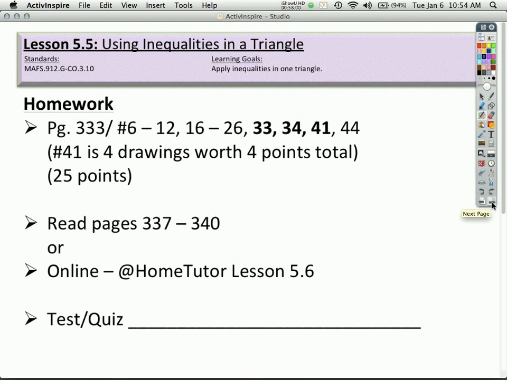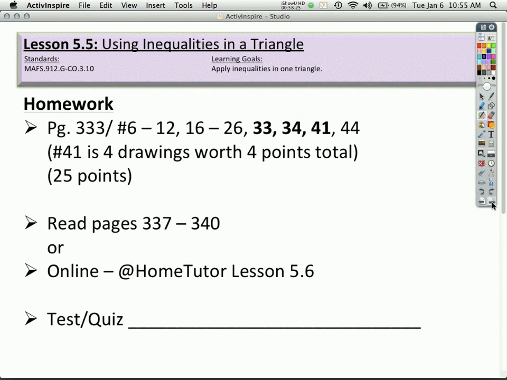Okay, draw a line across your paper. Your homework is on page 333. You're doing numbers 6 through 12, 16 through 26. Then you're doing numbers 33, 34, 41, and 44. You see that I put in bold number 33, 34, and 41. That's where most of your time is going to be spent. Number 41 is a special type of question.